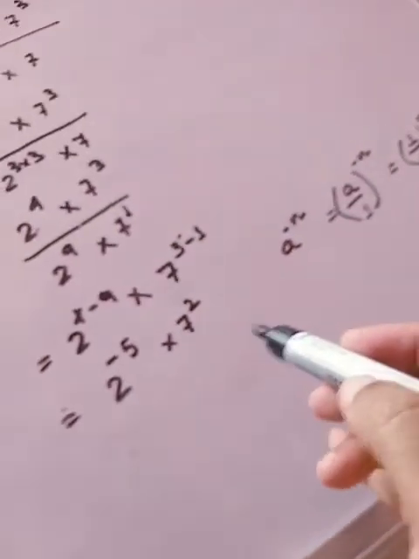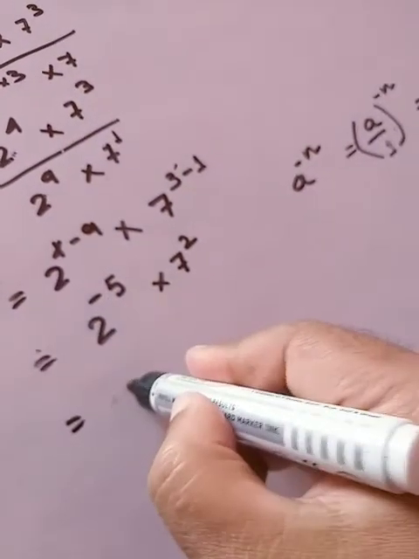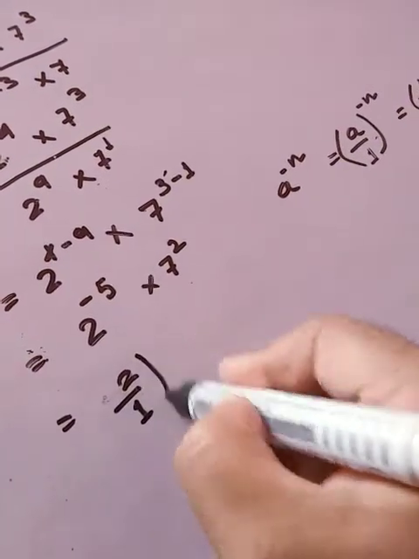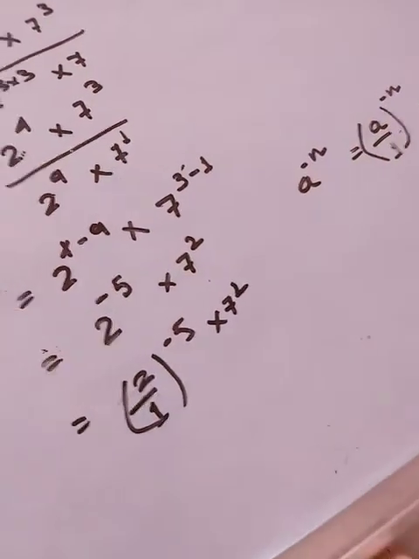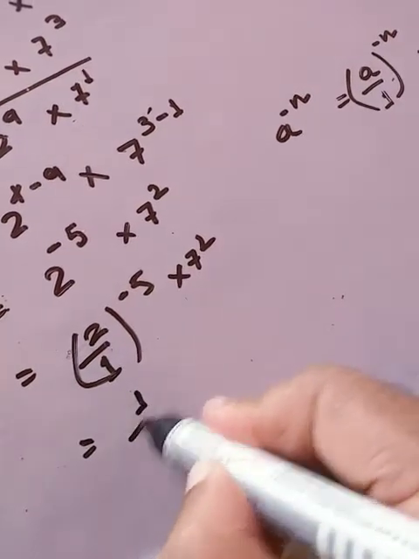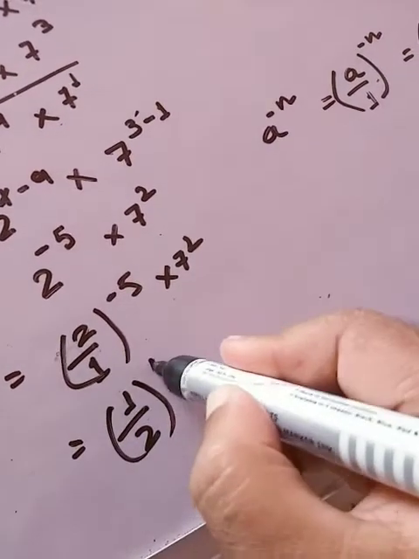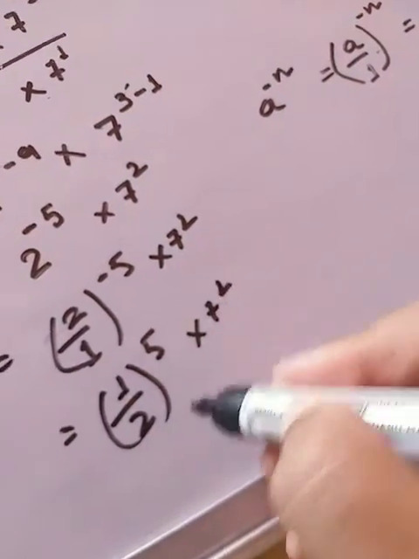The same application we'll do here. That is 2 to the power minus 5. 2 means 2 upon 1 to the power minus 5 into 7 square. So if I do the reciprocal of this one, that is 1 by 2 to the power 5, then this will become positive, into 7 square.